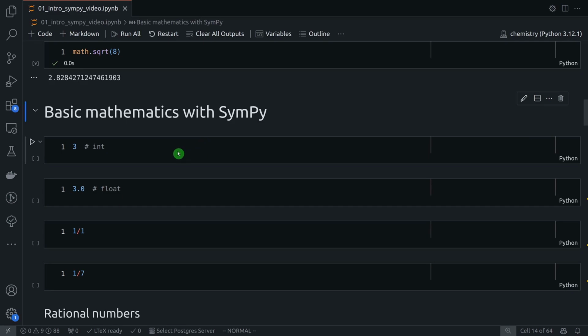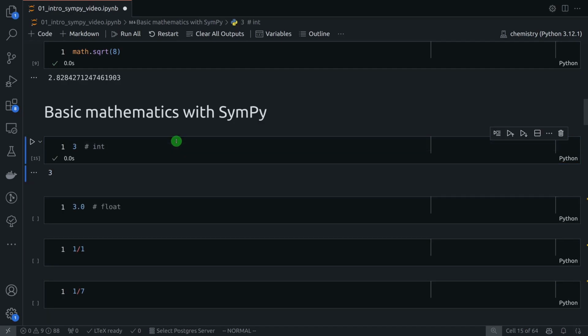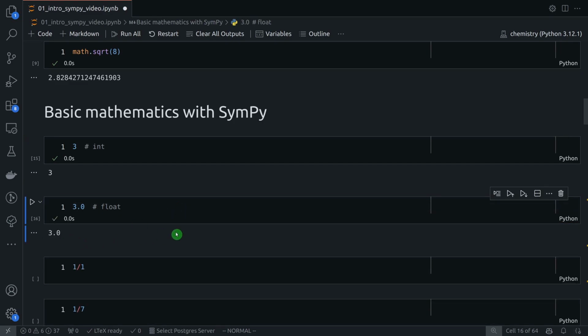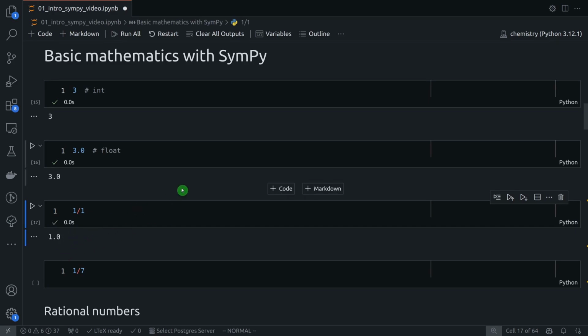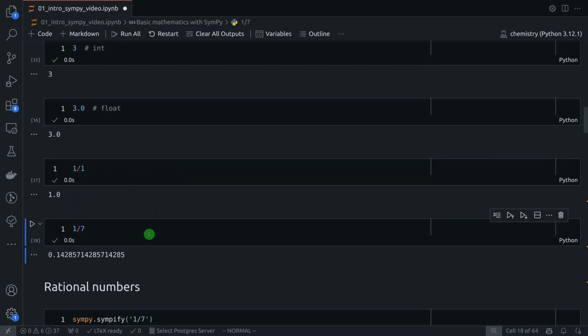First, let's remember that Python has an integer type, so here we have an integer, a float type, so here we have a float, and we also have a complex type that I'm not going to cover in this video because I'm going to make a video about complex numbers in the near future. So we have int and float. And if we divide 1 by 1, even though these are integers, the result is a float. And if we divide 1 by 7, we have here a floating number result, and this is just an approximation again. This is an approximated value of 1 divided by 7.